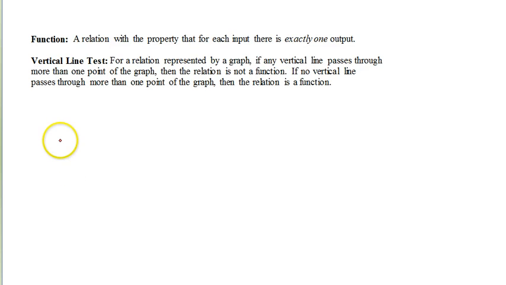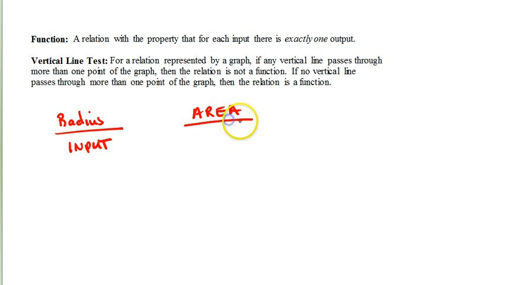The area of a circle depends on its radius. So the radius would be the input, and the area of our circle would be the output. The radius is independent, and the area is dependent on the radius.